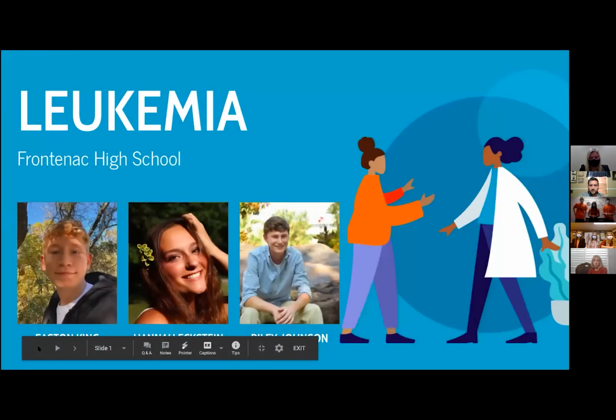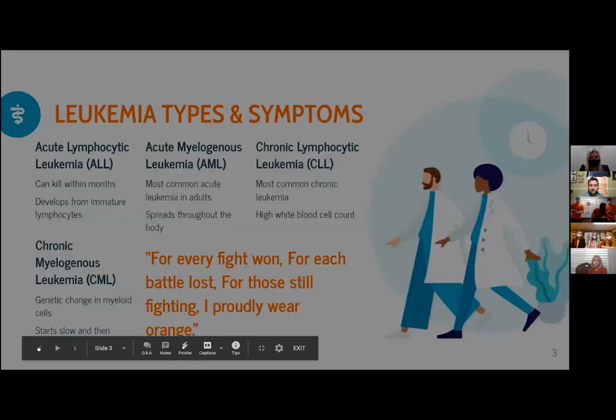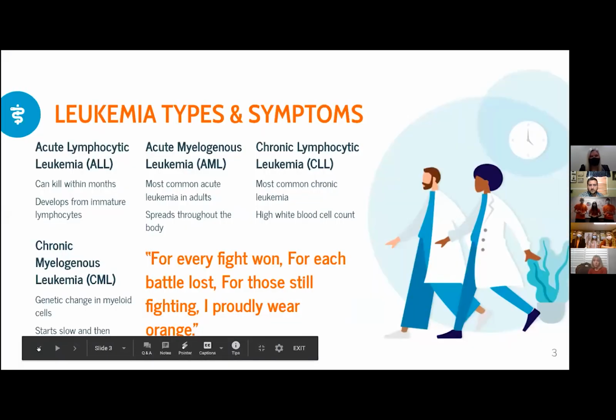Next, let's move on to leukemia types and symptoms. There are 4 main types of leukemia. The names come from how it spreads, acute or chronic, and where it starts, the lymphocytes or myeloid cells.